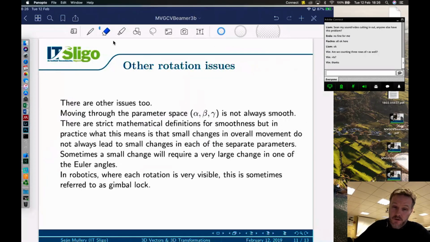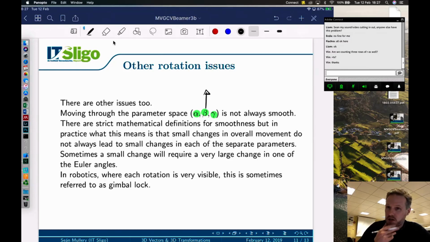There are some other issues to do with rotation. We're going to find most of the three lectures tonight have things to do with rotations. So moving through the parameter space of alpha, beta, and gamma is not always smooth. There are strict mathematical definitions for smoothness, which I'm not going to go into. But what this really means in practice is that if you make a small change in the overall movement, that does not necessarily mean that you're going to have a small change in each of the alpha, beta, and gamma. A tiny change can often lead to one of these having a sudden spike in value and having a much larger value very, very suddenly. So sometimes a small change will require a very large change in one of the Euler angles in order to actually achieve that.